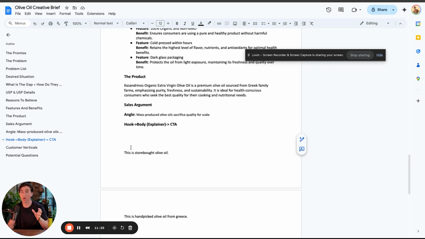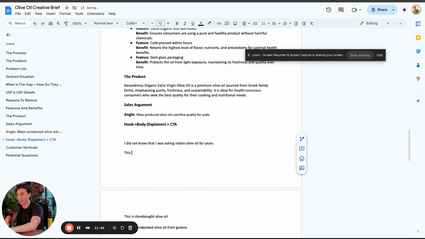This is store-bought olive oil doesn't really capture people's attention, but saying something along the lines that's contrarian, controversial, weird, captures people's attention. I did not know that I was eating rotten olive oil for years. This is a secret that most big chain grocery stores don't want you to know. And just to prove it to you, let me show you what I'm talking about.